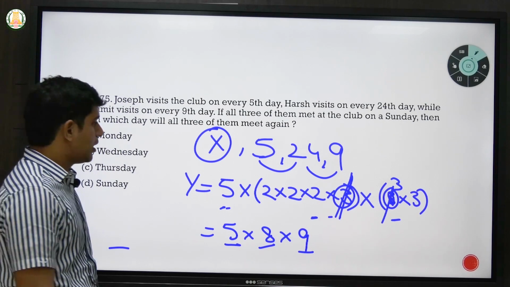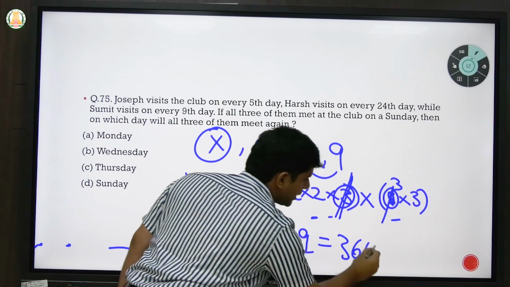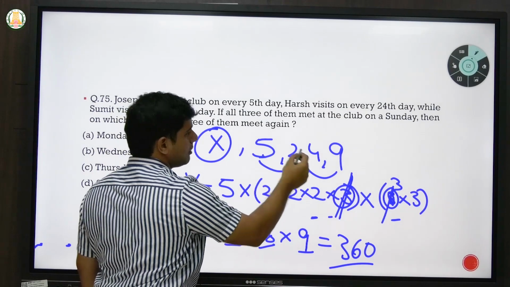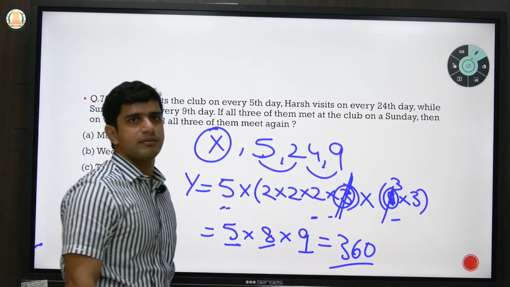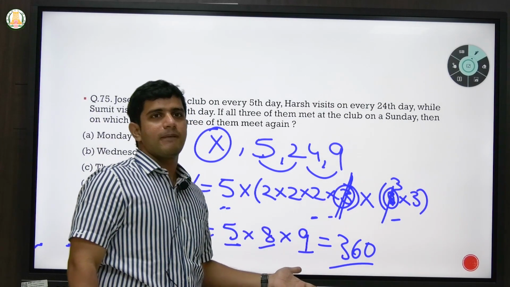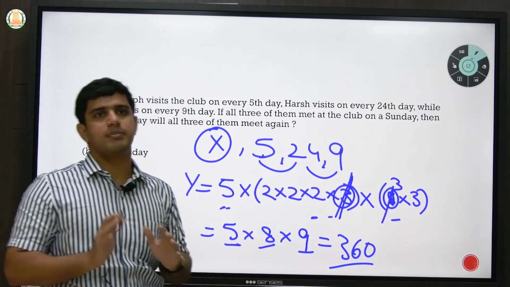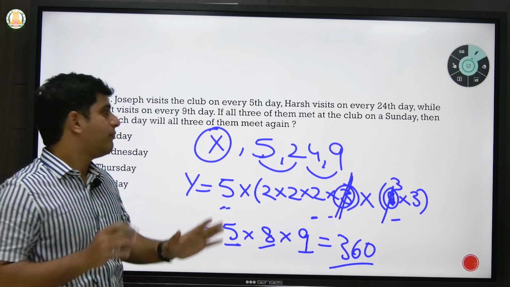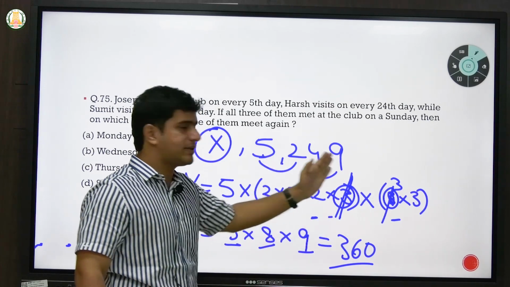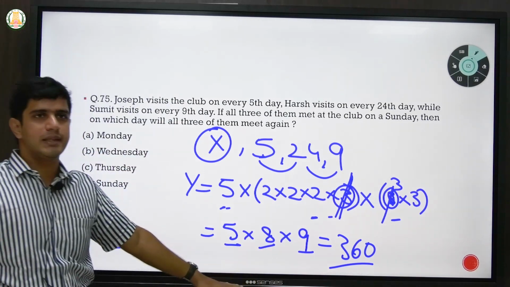So once you've got such a number, this becomes 360. 5 into 8 into 9. Now what you have to verify is 360 is a multiple of 5, multiple of 24 as well as multiple of 9. And there is no number less than 360 which is a multiple of 5, 24 and 9. That is the concept of LCM, least common multiple, which is a multiple of these 3 but among the least, because 720 is also a multiple of these 3 numbers. But 360 will be the least among all of them. That is the process of finding out LCM.